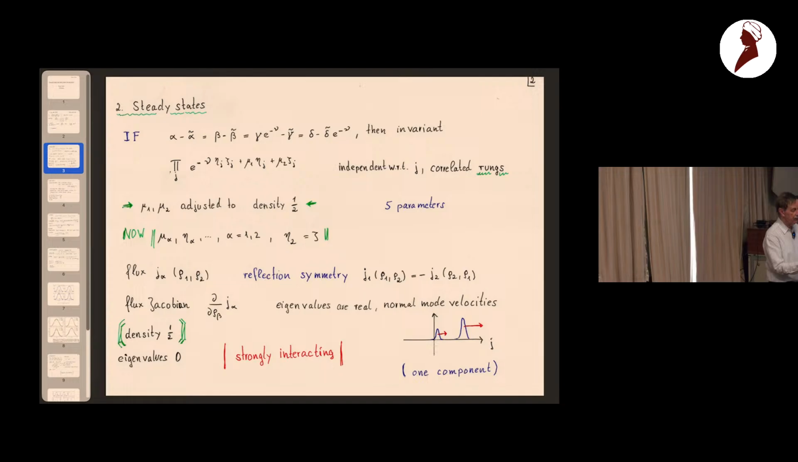So if I wait long enough, they will be separated by an enormous amount.